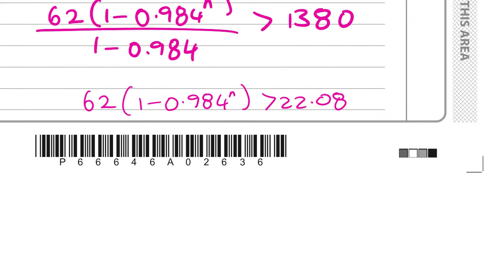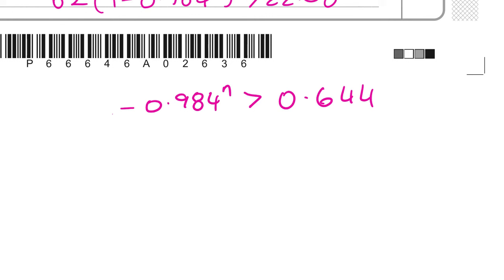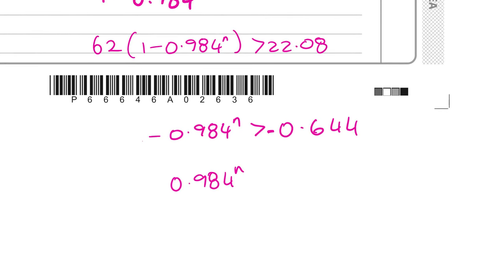Okay, so now we're going to have 62 lots of, no we're not, we're going to divide by 62. So 1 minus 0.984 to the power of n is going to be greater than, well, no, let's divide by 62, take away 1. So this is going to be greater than 0.356. No. 0.644. Perfect. Negative. Right, now what am I going to do? Change the sign. I divided by 62 and then took away 1.